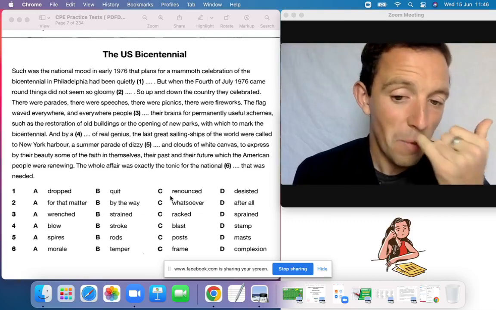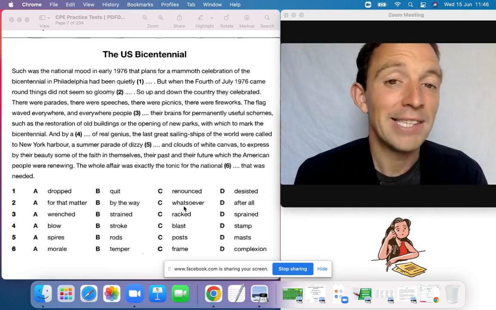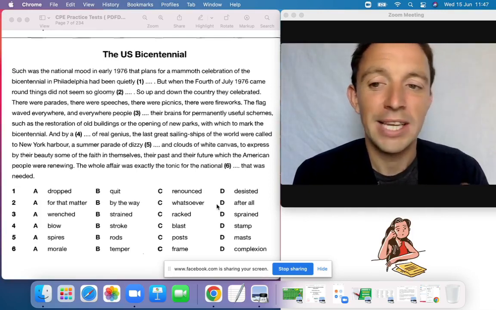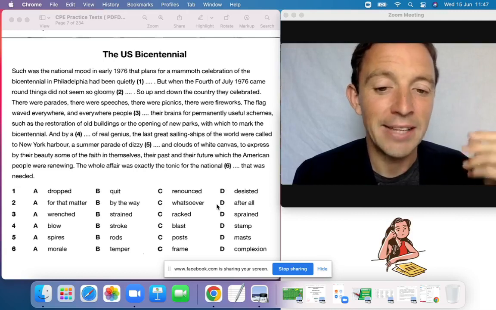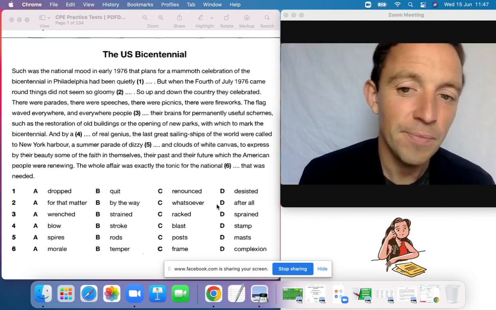For that matter, by the way, whatsoever, after all. Whatsoever is very possible, but the best answer is after all, in the end. In the end, after all. They're very difficult, but the best answer, I think, is D.